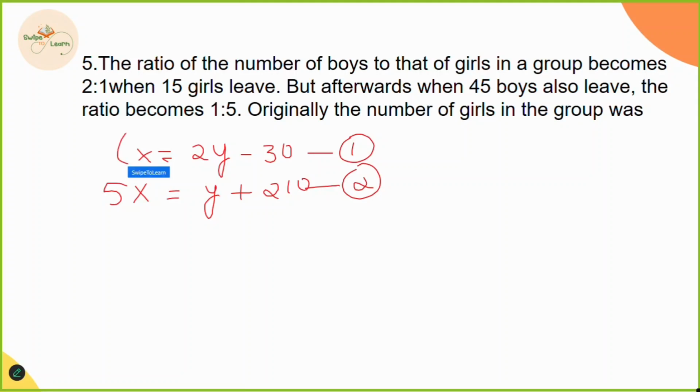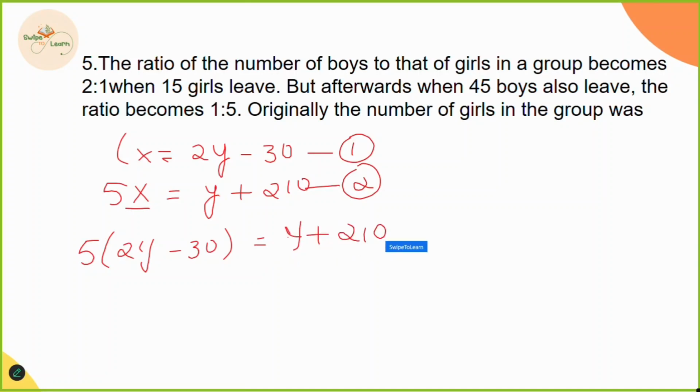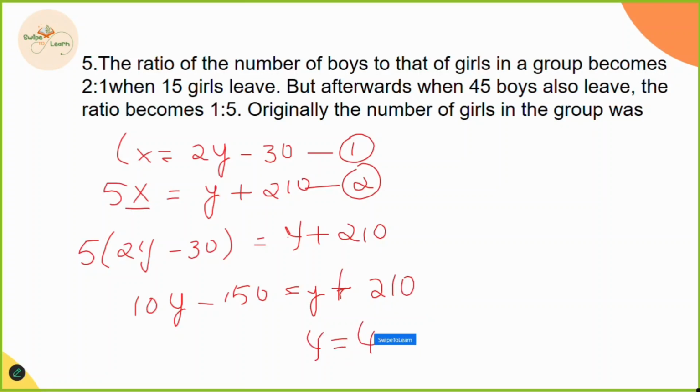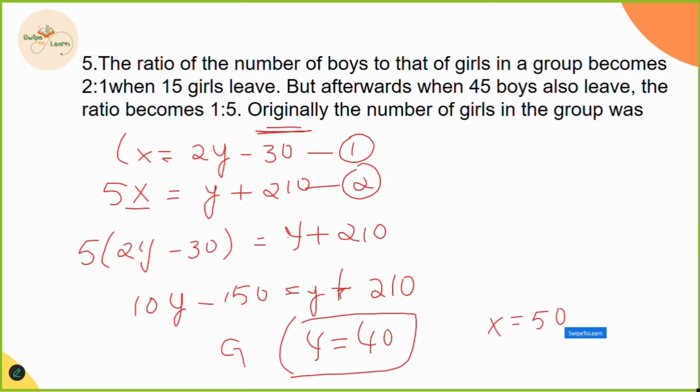So we can substitute this X value here. So what we get: 5 into 2Y minus 30 equals Y plus 210. So this is the equation. By solving it, 10Y minus 150 equals Y plus 210. Further solving, we get Y equals 40, which means that Y represents girls. So there are 40 girls originally. And for boys, we get X equals 50. So the original number of boys, okay, they didn't ask about the boys. They only asked about the original number of girls in the group, which was 40.